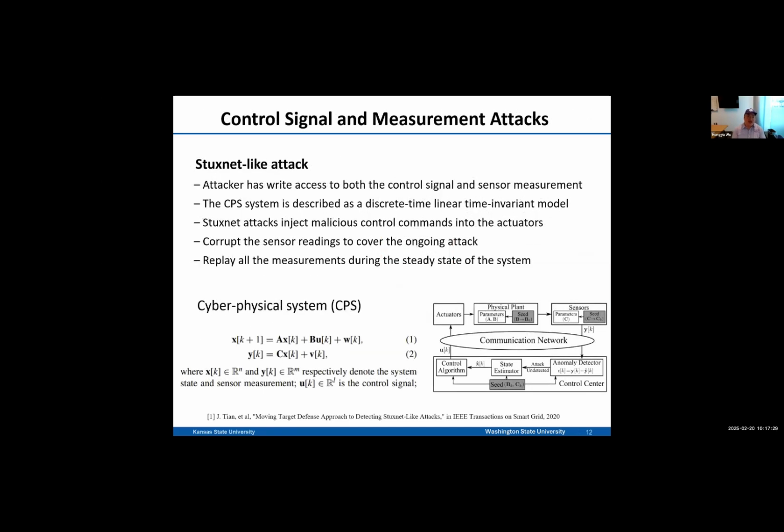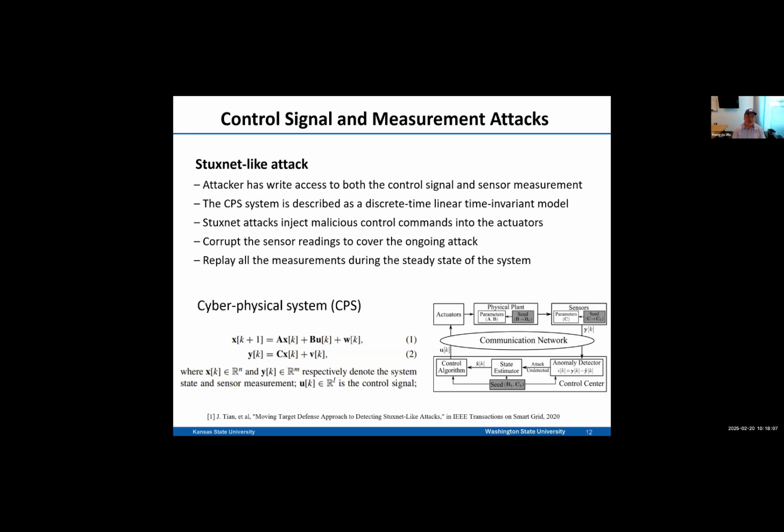Another control signal and measurement attack, which we categorized before, is the Stuxnet-like attack. In this attack, the attacker has write access to both control signals and sensor measurements. The cyber physical system or smart grid is described as a discrete time, linear time invariant model, as you can see from equations 1 and 2. Here, U represents the control and Y represents the measurements. The attacker can compromise U and Y at the same time.